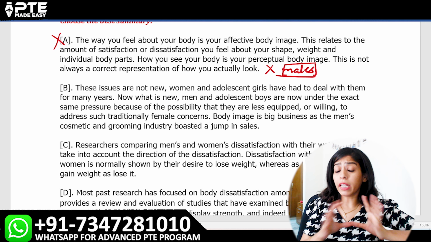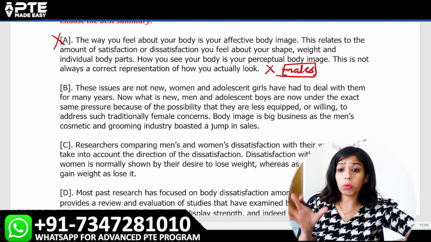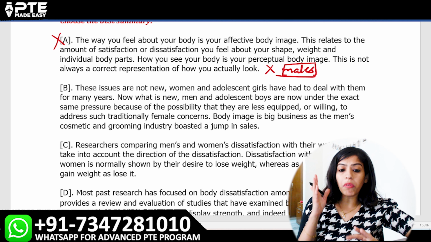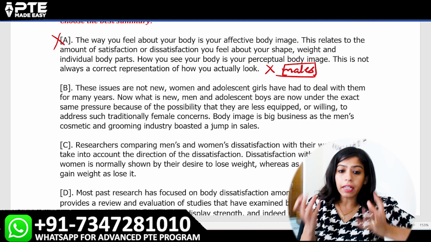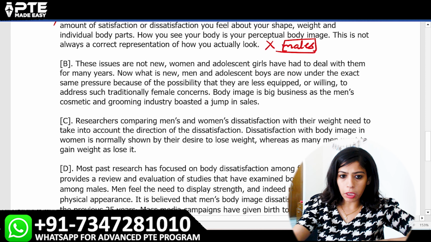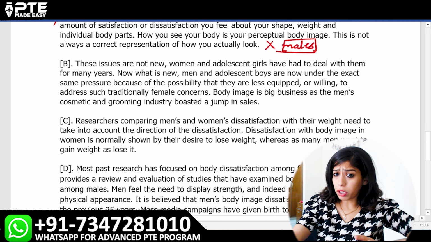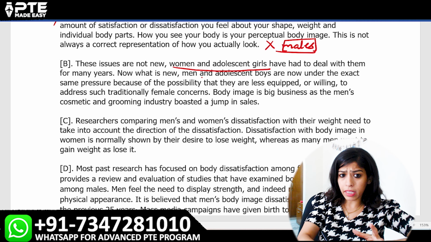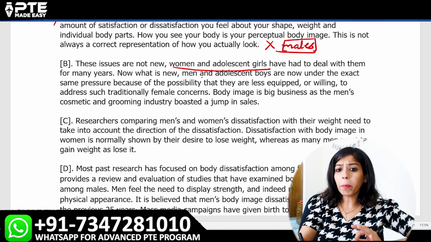We need not read a lot. We simply need to go through the crux. We simply need to skim read it in order to know whether it is basically a correct answer or not. Let's go for option number B. These issues are not new. Women and adolescent girls have had to deal with them for many years. So, what is new? They are talking about women and girls. They had to deal with this for many years. What is new? Men and adolescent boys are now under the exact same pressure, which is wrong.